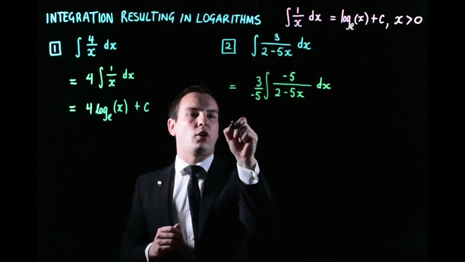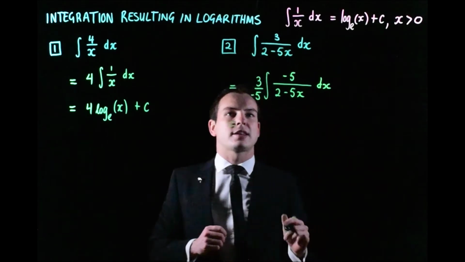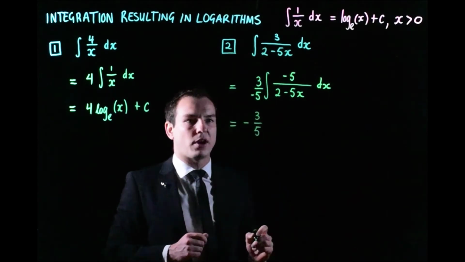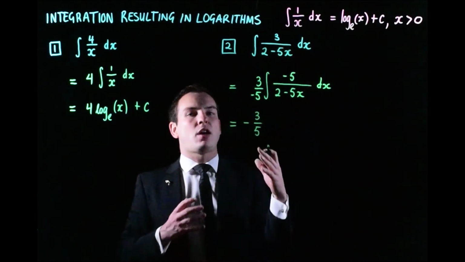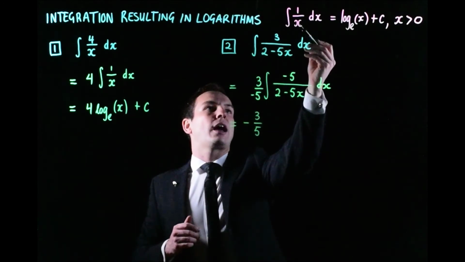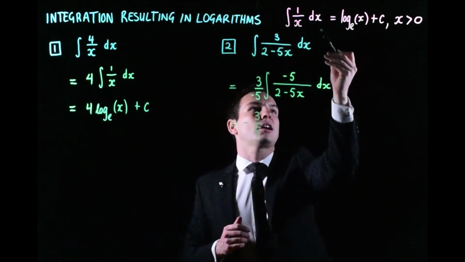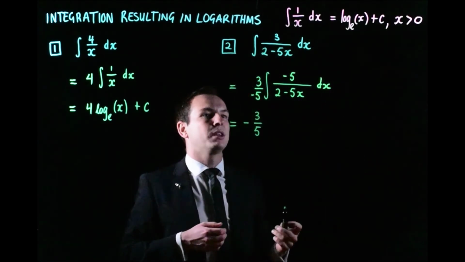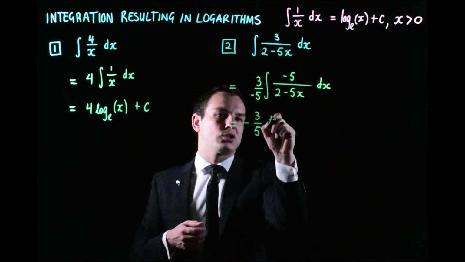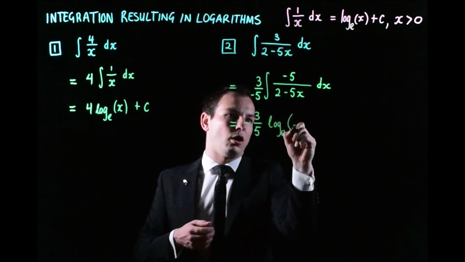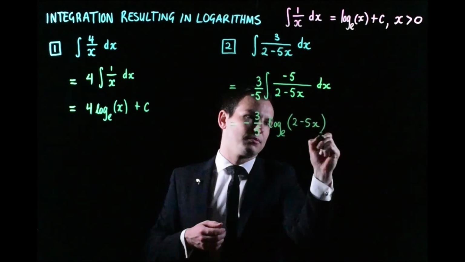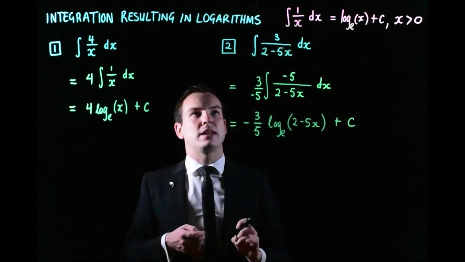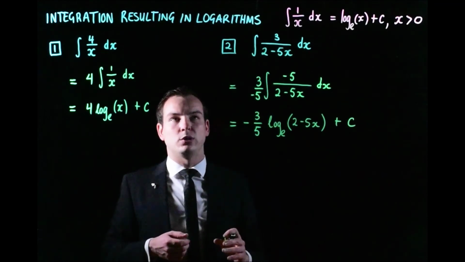So now we can work on our next line to work towards the answer. So 3 divided by -5 is going to be -3 over 5 multiplying out the front. And then this rule can be generalized more fully. So if we have a function and its derivative on the top, then we just get log e of the function on the bottom line or in that denominator. So here we're going to have the -3 over 5 times log e of 2 subtract 5x. And then that's going to have plus c just there. So that is going to be the answer to part 2, the second question we looked at here.